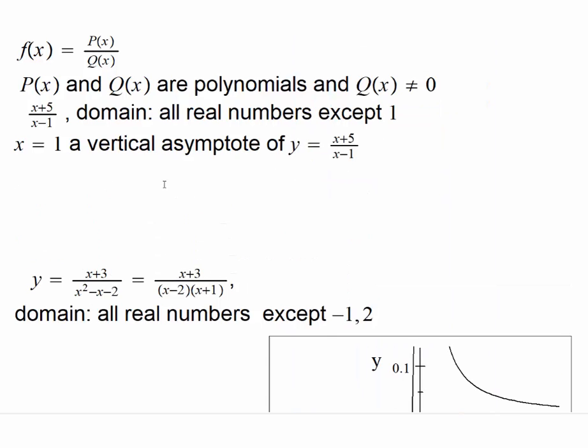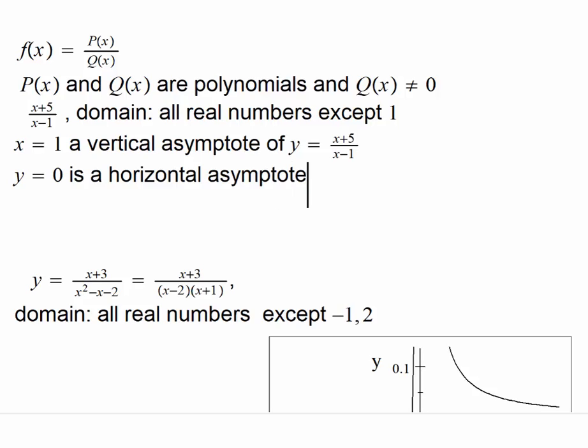So here for this function, what did we notice? We noticed that y = 0 is a horizontal asymptote. Now you can look at a rational function and determine, by looking at the expression, where the horizontal asymptotes are going to occur.